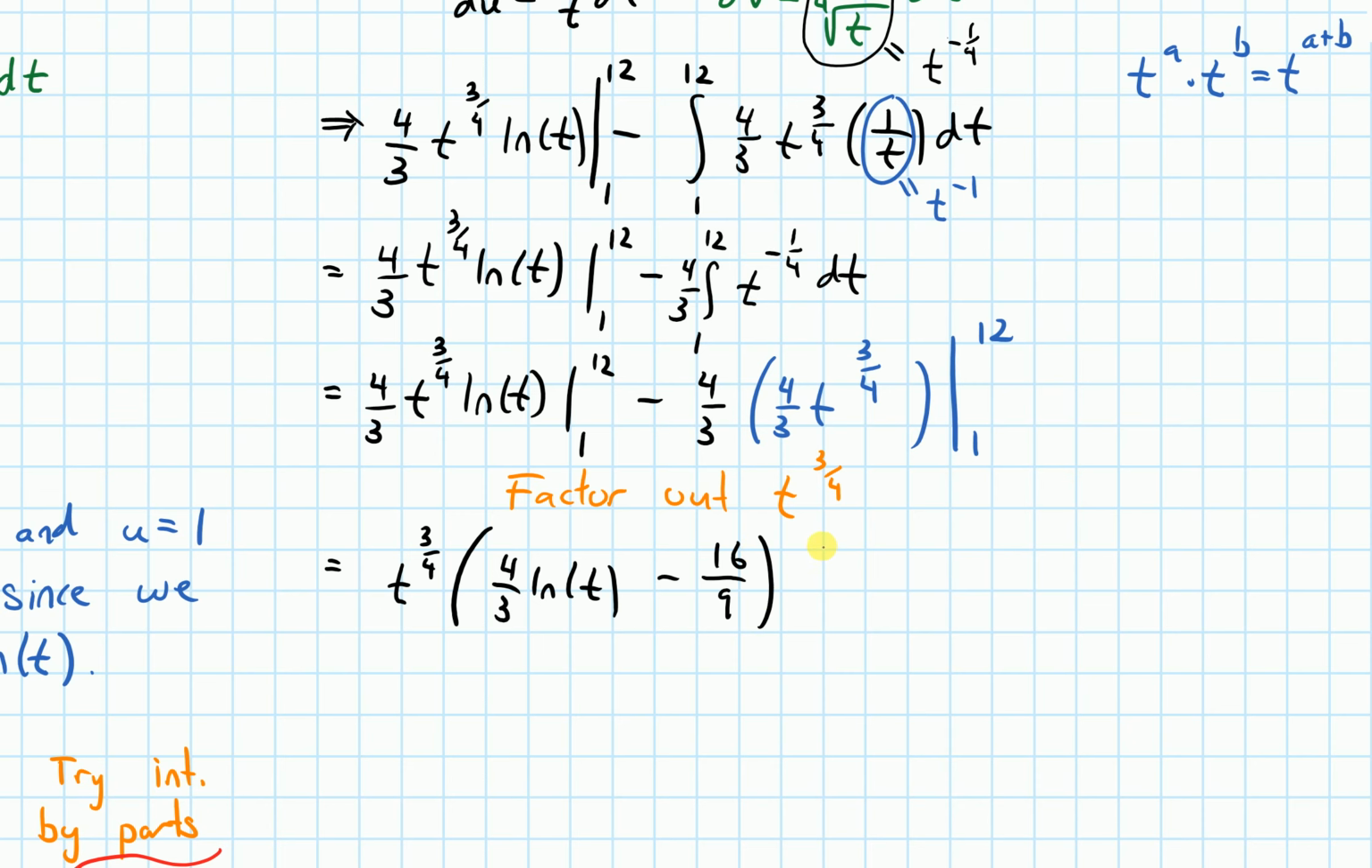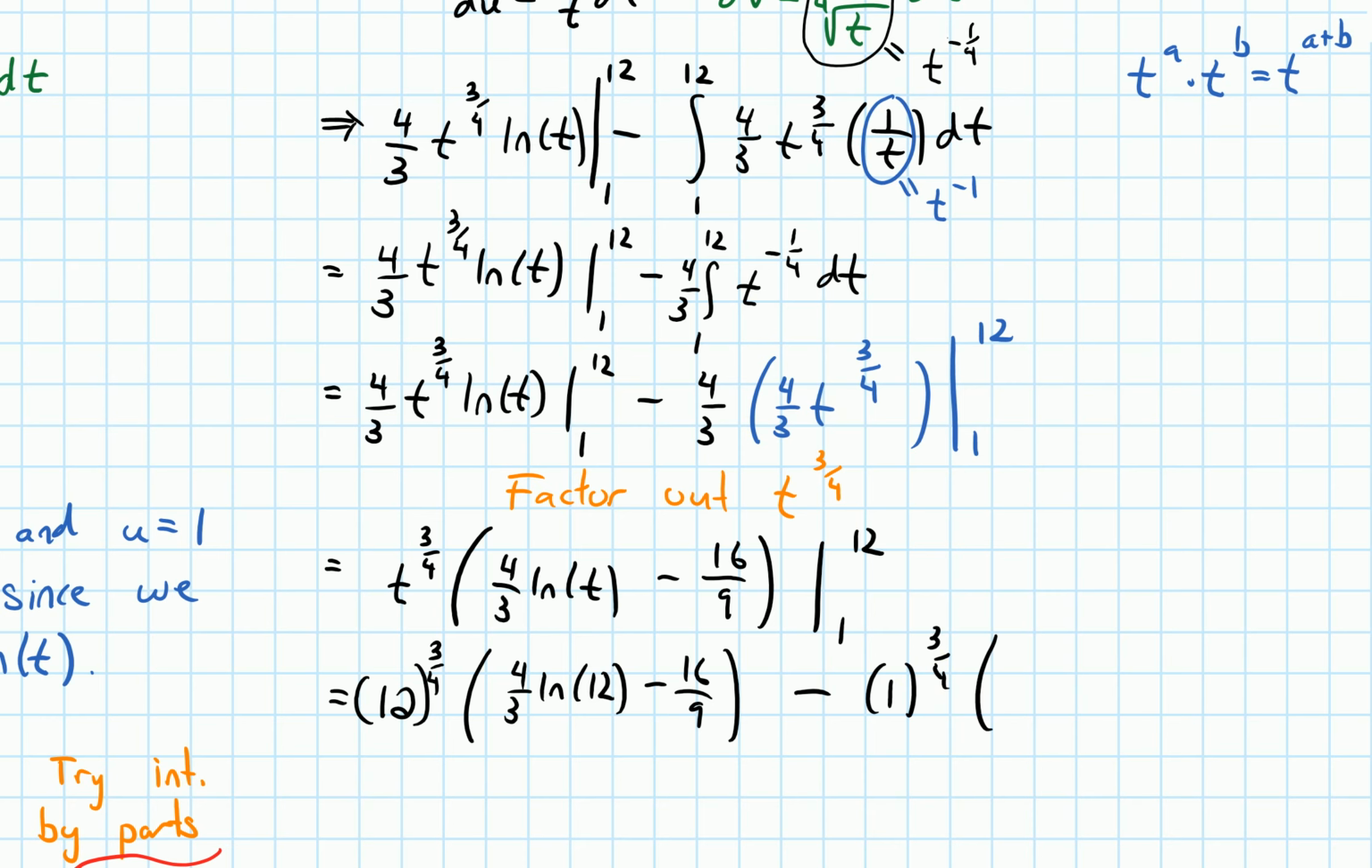And I need to now plug in the 1 and the 12 into this. So let's plug in 12 first, and we'll get 12 to the 3/4 times 4/3 ln of 12 minus 16/9. Okay, and then I got to subtract what I get when I plug in 1. So we'll get 1 to the 3/4 times 4/3 ln of 1 minus 16/9.